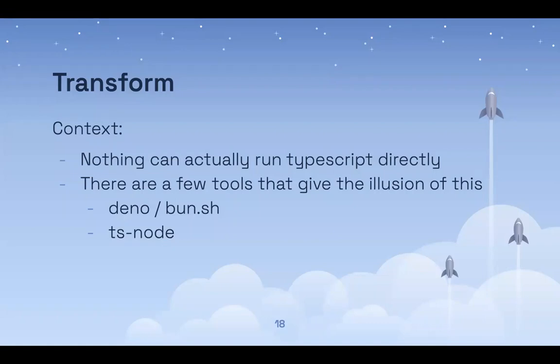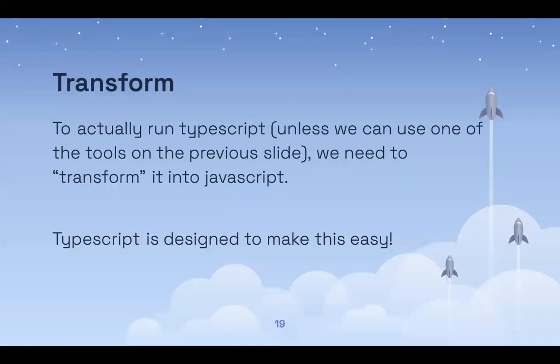There are a few tools that give you the illusion of doing this. So Deno and Bun are tools that claim they can run TypeScript natively. They don't really do this. They just convert the TypeScript to JavaScript really fast and then run it. It's not quite the same thing, but it works well enough. There's also ts-node, which is for Node.js, which does the same thing. And again, it just transforms the TypeScript into JavaScript. So yeah, to actually run TypeScript, we need to transform it into JavaScript.